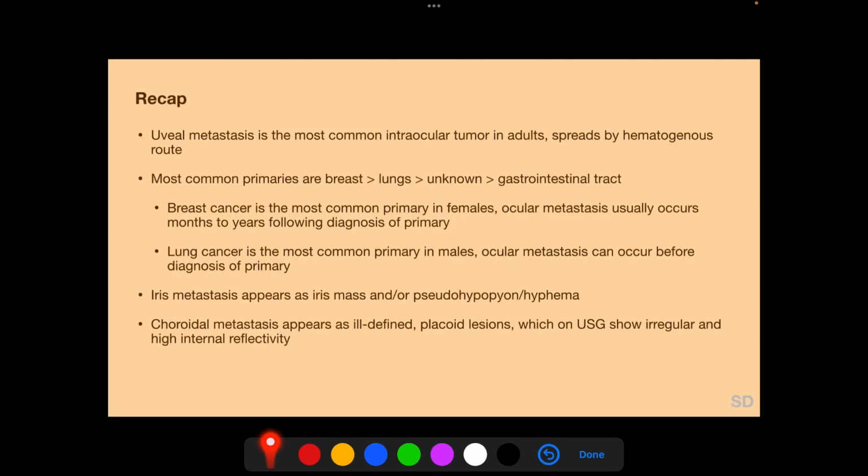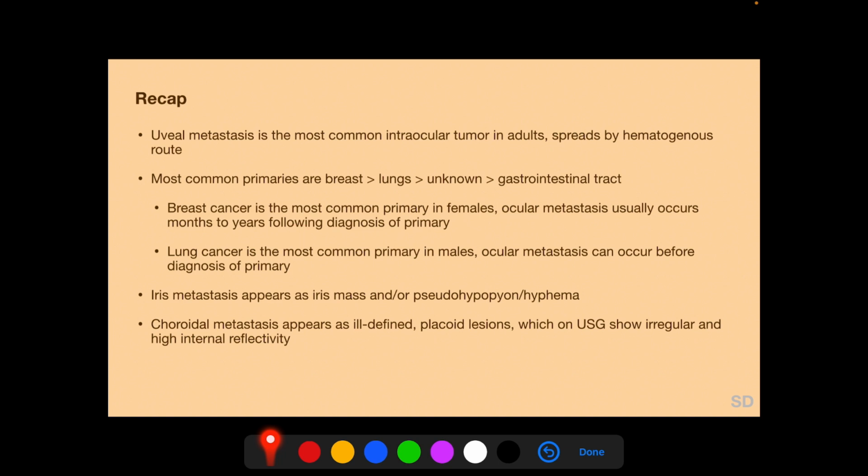To summarize, uveal metastasis is the most common intraocular tumor in adults and usually spreads to the eye by the hematogenous route. In descending order of frequency, the most common primary sites for uveal metastasis are breast, lungs, unknown primary site, and gastrointestinal tract. Breast cancer is the most common primary site for uveal metastasis in females, and ocular metastasis in breast cancer usually occurs months to years following diagnosis of the primary.